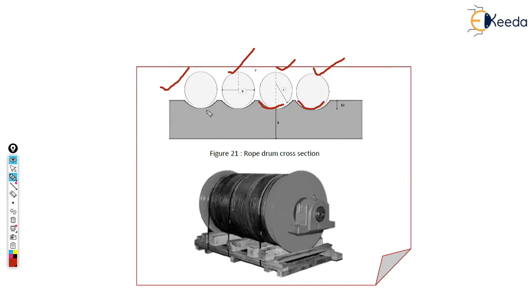So while drawing, winding or unwinding, there are grooves in which this wire rope settles, and because of that settlement, it never slips from it. So the grooves are made for that particular purpose only, so that whenever the rope is wound around it, there should not be any slip between two layers of rope.